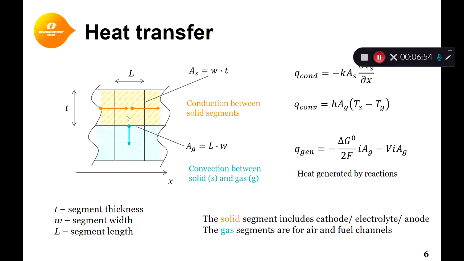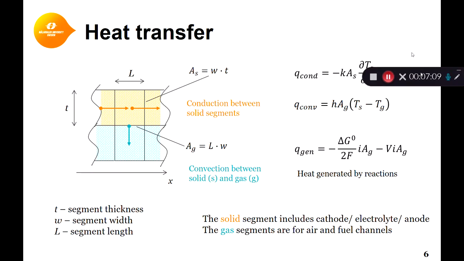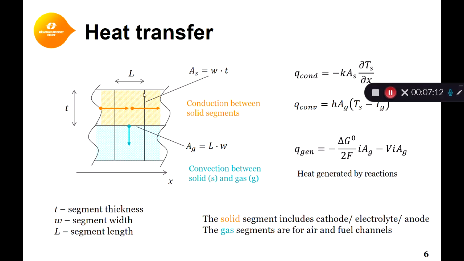So we can analyze the heat transfer in each segment, which comprises the heat conduction between adjacent segments, which is a function of the area between the segments and the temperature of the solid part. Then the heat convection between the solid and the gas, which is a function of the area between solid and gas, the temperature of the solid, and the temperature of the gas.